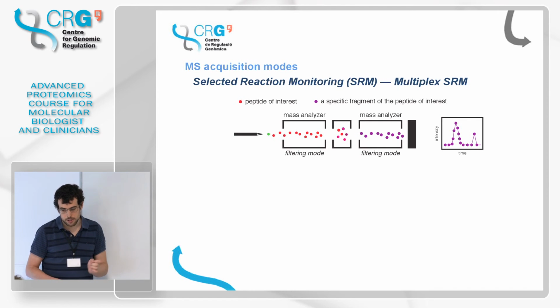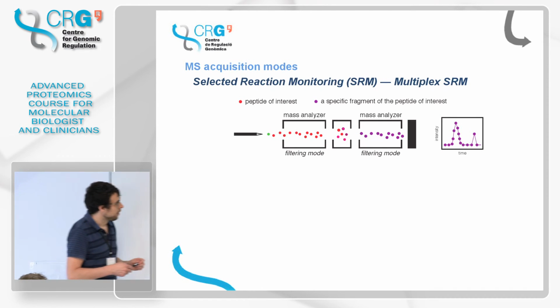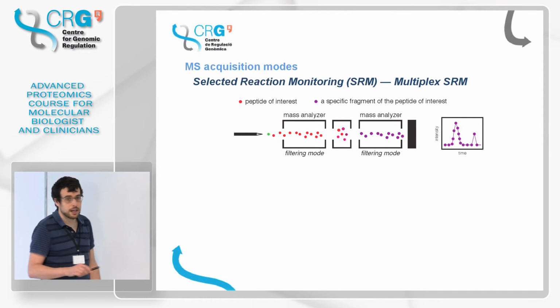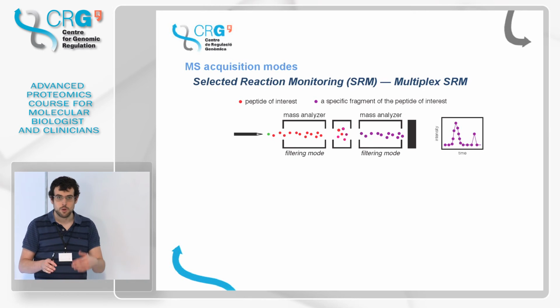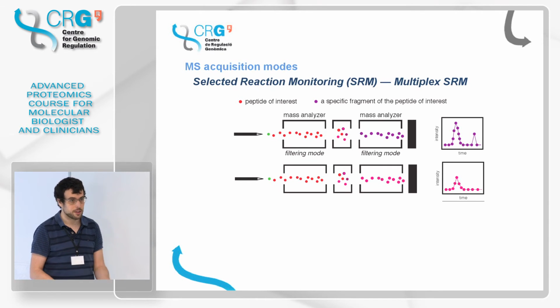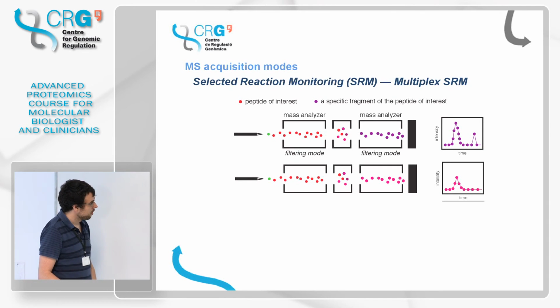Okay, and similar to what we have seen before, we don't need to monitor all the peptide and the fragment all the time. So I can monitor them once every second. And this allows me to do other things in between again, right? And what are these other things? Well, for example, I can monitor a second fragment of this given peptide.